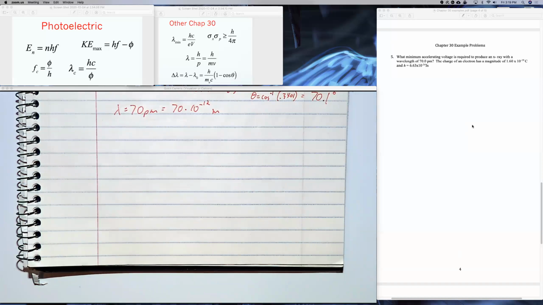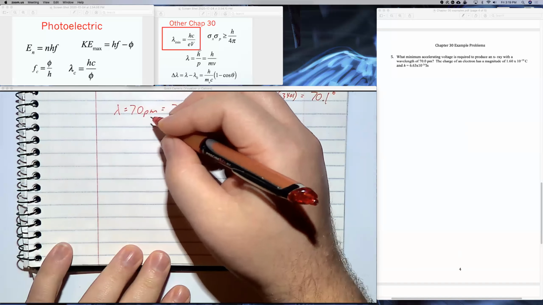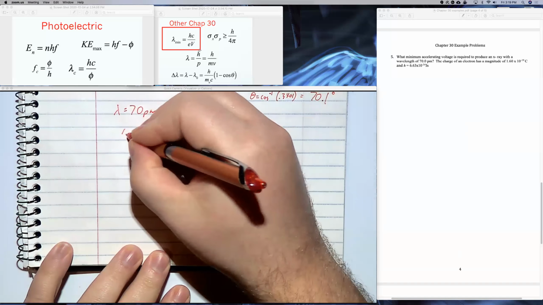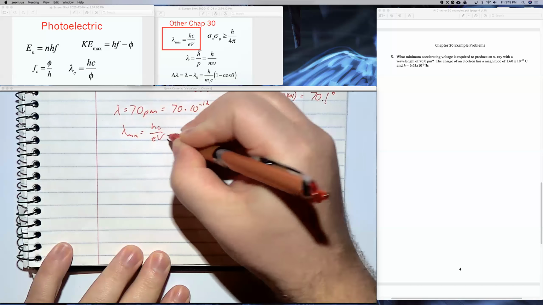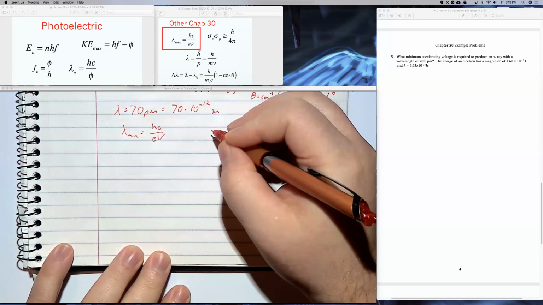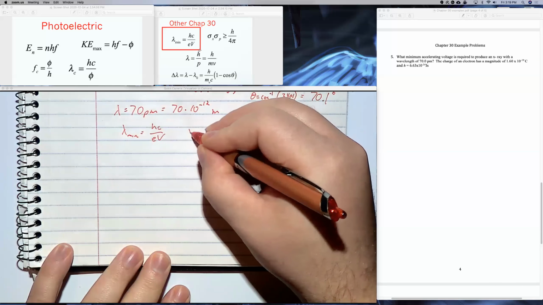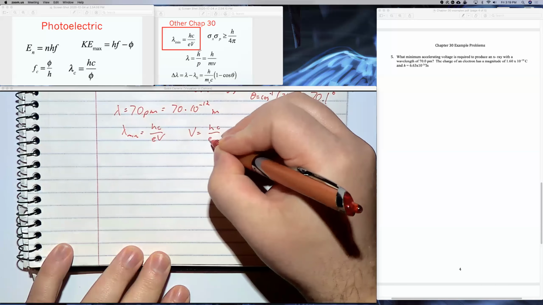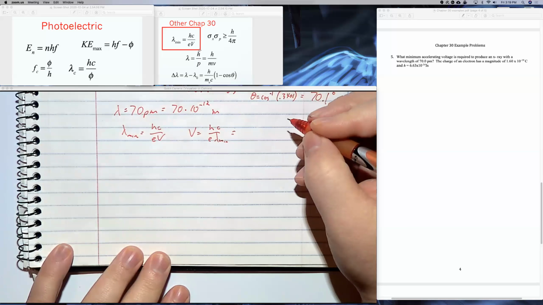The equation for an X-ray, it's written right up there. We know lambda min equals hc over eV. I want to multiply both sides by V, divide both sides by lambda, and just kind of plug in.